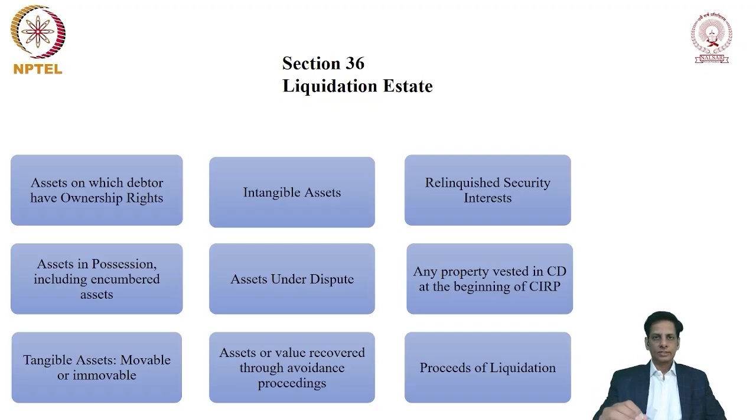And what are these? These are nothing but the inclusions into the liquidation estate. That means the following types of assets can be part of the liquidation estate, positively mentioned in section 36. So what kind of assets can be part of the liquidation estate on which ultimately the creditors will have beneficial interest? Number one, assets on which the debtor has ownership rights. That means a certain plant and machinery whose owner is the corporate debtor is certainly part of the liquidation estate. I'm not going into depth with that. It is pretty easy to understand.